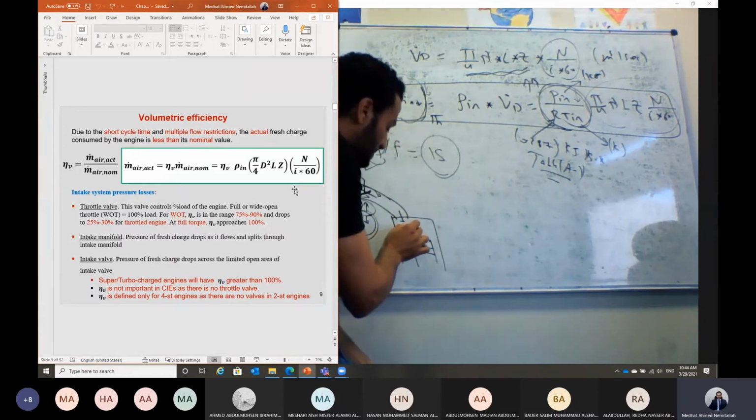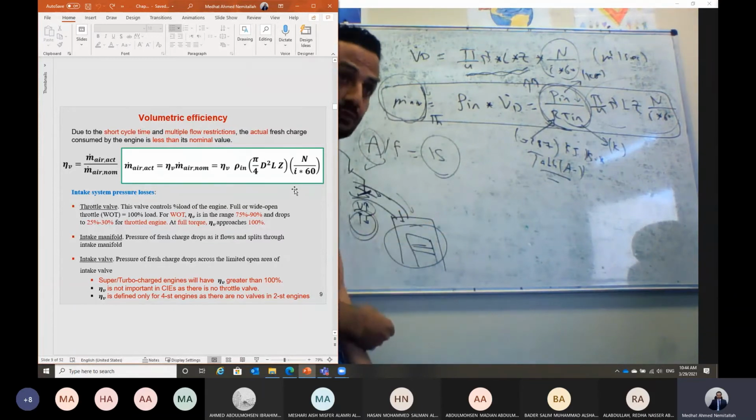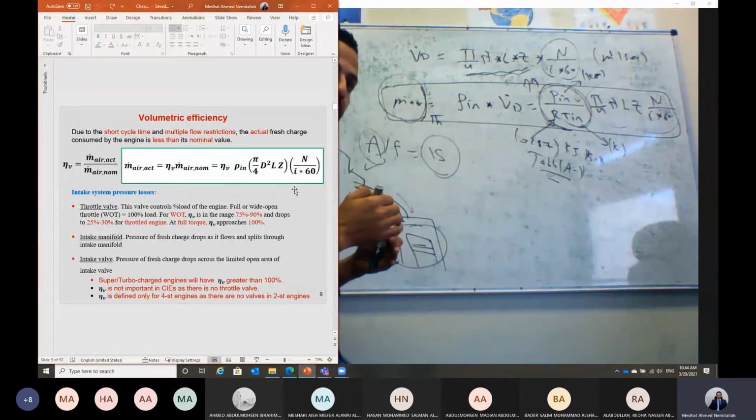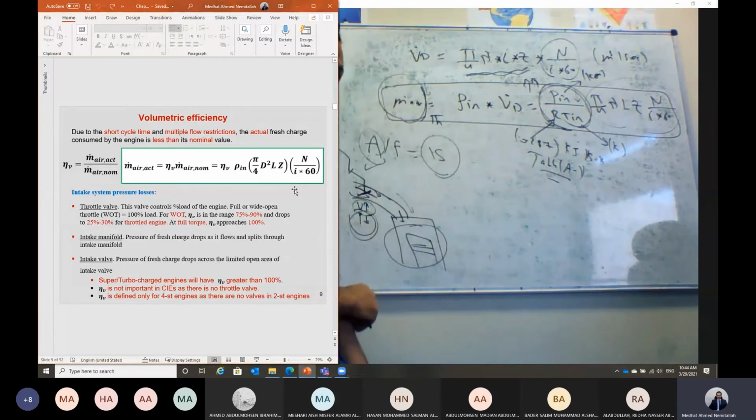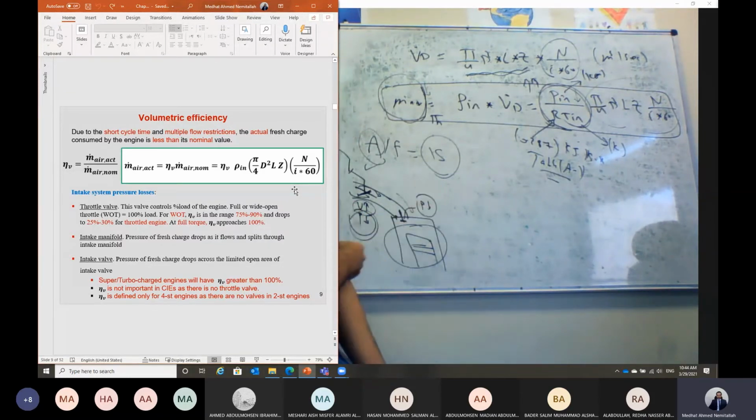The mass flow rate is equal to the volume of the cylinder multiplied by the incoming density of the air. But usually the piston cannot take all of this amount of air due to the pressure losses in the throttle valve and also in the intake manifold at the intake valve. If you look at the area around the intake valve, the area is also limited, and that means we should have a kind of pressure loss in the intake valve as well. And that's why the actual mass flow rate should be less than the theoretical mass flow rate.